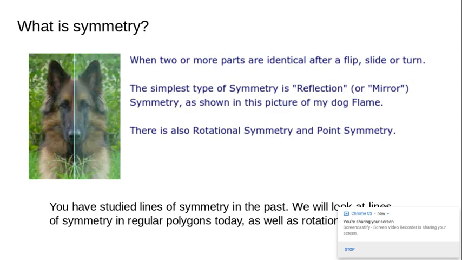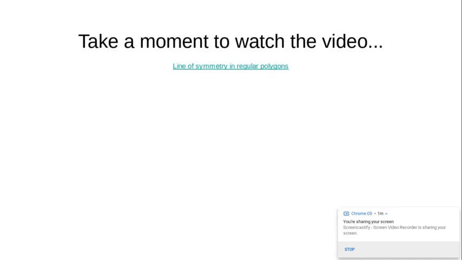First of all, what is symmetry? When two or more parts are identical after a flip, a slide, or a turn. Most of you have thought about reflection symmetry. This has to do with a flip or a line straight down your shape where one side will be a mirror of the other, kind of like the picture of the dog here, where the left side and the right side appear to be mirror images of one another. But there is also rotational symmetry and point symmetry. So today we're going to look at lines of symmetry in regular polygons, as well as rotational symmetry.